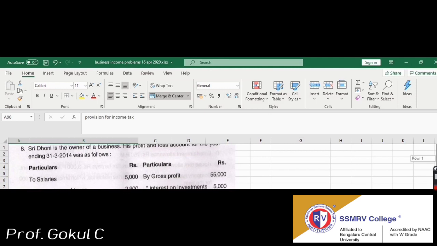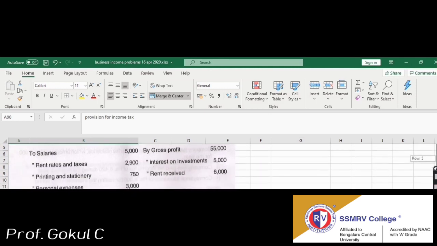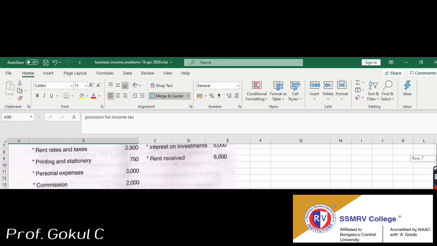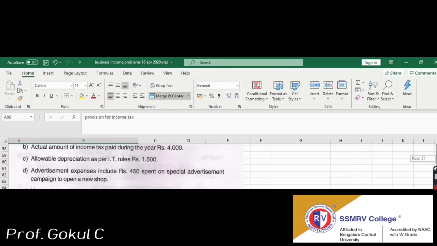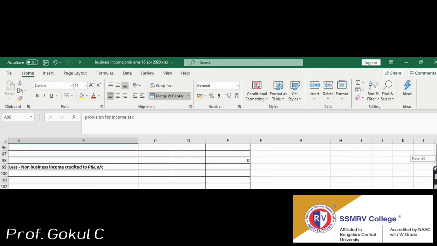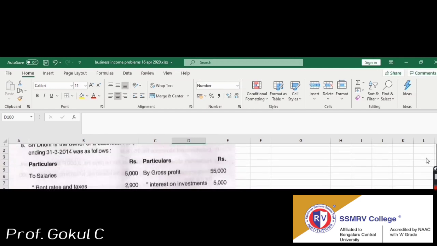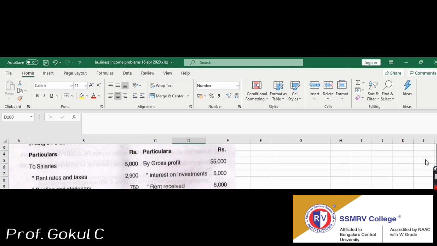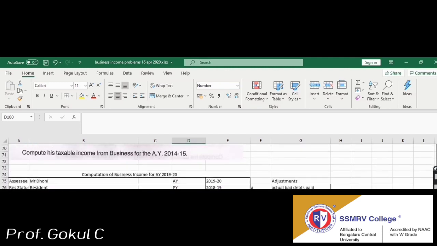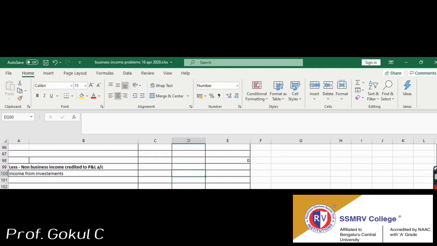Interest on investments. Interest on investment is not a business income. It is a non-business income. So you will have to put it here as non-business income, that is income from investments. That means you are getting a benefit out of this. So where do you have that? How much is the amount? Interest on investment is 5,000 rupees.